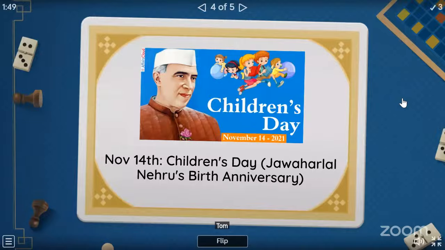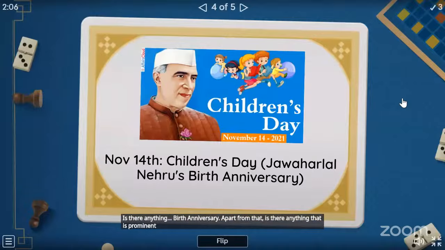Tomorrow, it is your day, right children? Is there anything important? Children's Day, it is Jawaharlal Nehru's birth anniversary. Apart from that, is there anything that is prominent? Why we celebrate it in such a manner?